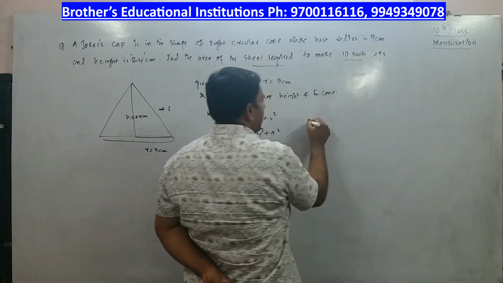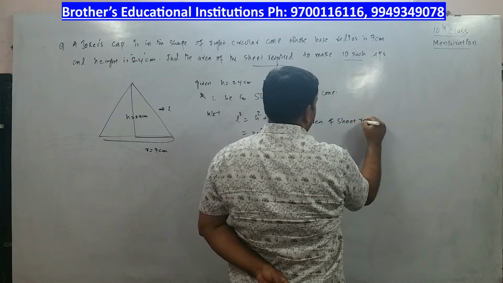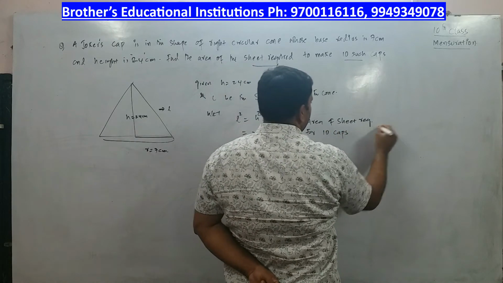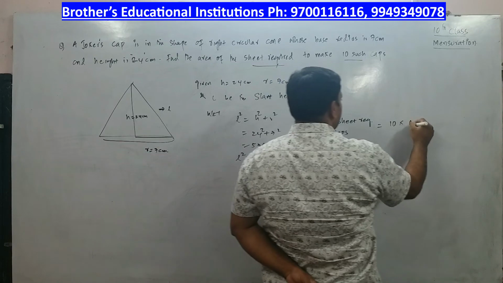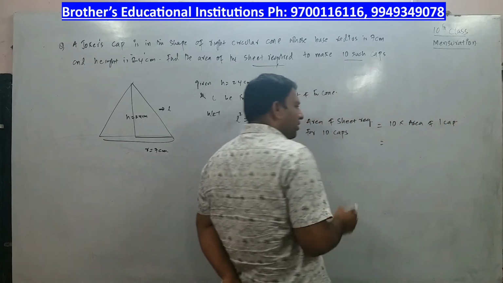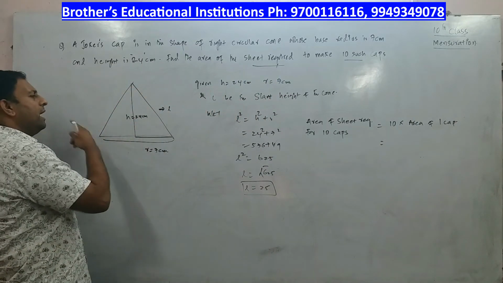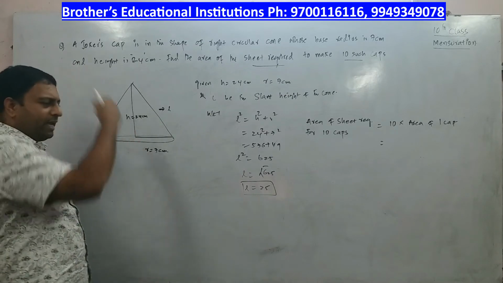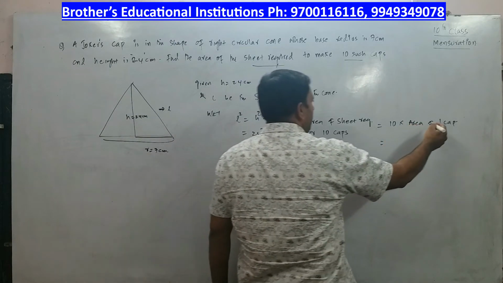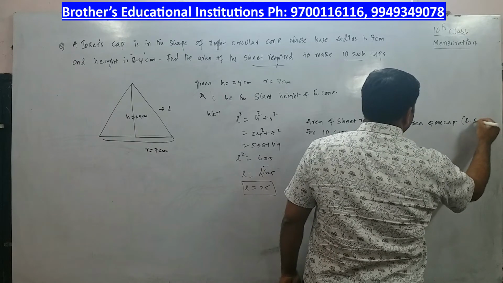such caps. Alright, the area of the sheet required for 10 caps is equal to 10 into the area of 1 cap. Now which area do you have to deal with? Not the total surface area or lateral surface area. See, you should take the lateral surface area because this part should be hollow. You have to wear the cap. So this part is hollow, which means you have to take only the lateral surface area. So the area of 1 cap, in brackets I write lateral or curved surface area.